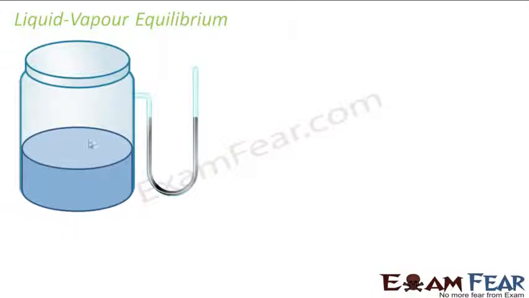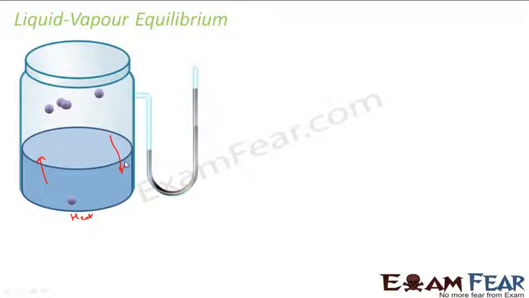So let's talk about liquid-vapor equilibrium. Let's suppose we have this jar with water, and we give a little bit of heat, very little. What will happen is the water will evaporate a little bit, and you see the molecules go up, more molecules go up. After some time, the pressure will go up here, and now the molecules are going up and coming down. It's happening in both directions.